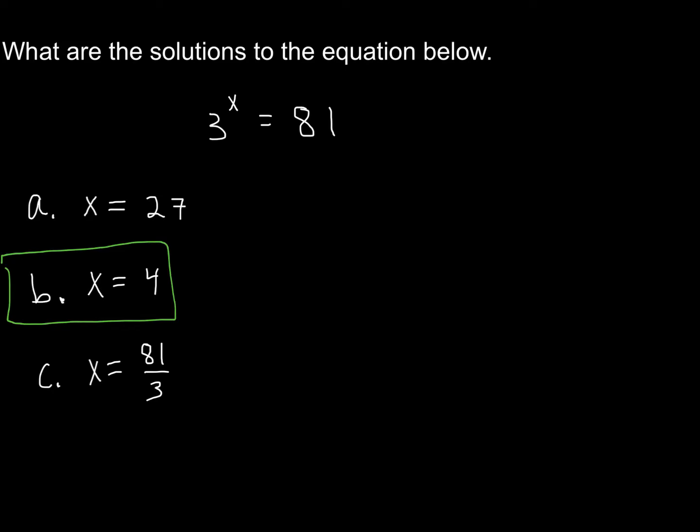Notice that you're trying to figure out what this exponent needs to be so that when I raise 3 to that power, I get 81. And you can think about it, right? 3 to the 1, well, that's 3. 3 to the 2, or 3 squared, is 9. 3 to the 3rd is 3 times 3 times 3, or 27. And then if you multiply by 3 one more time, 3 to the 4th, you'd have 3 times 3 times 3 times 3. And this is 9. 9 times 3 is 27. 27 times 3 is 81.